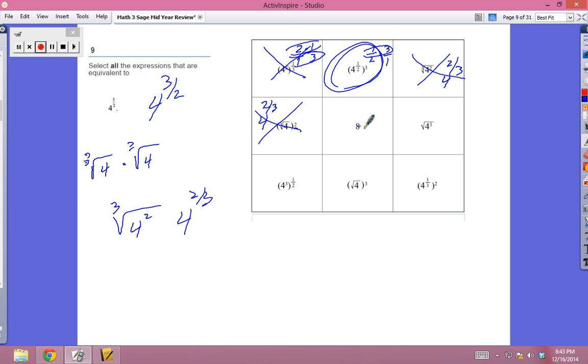Okay, 8. If you break 8 down, if you try and express it as a 4, 8 is a 4 times a 2.